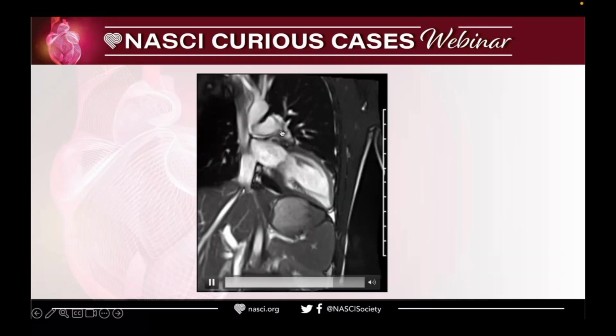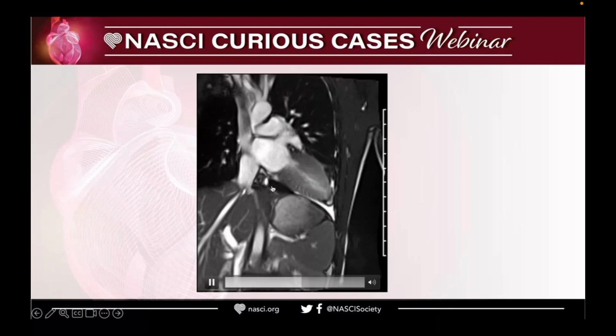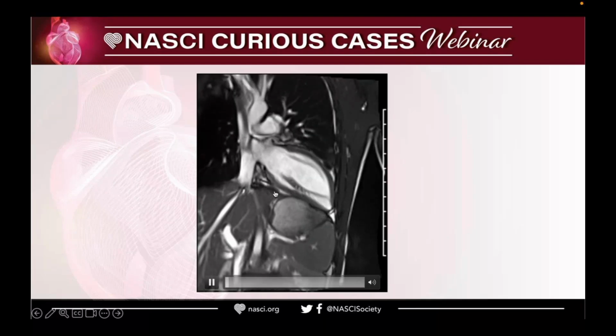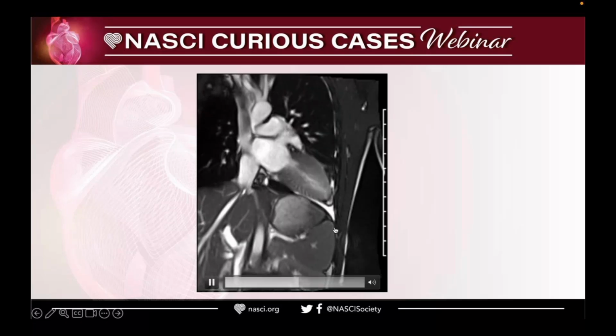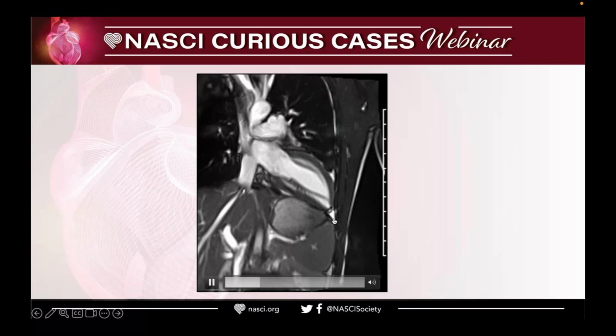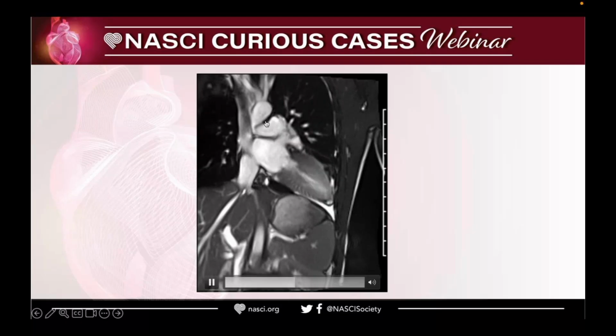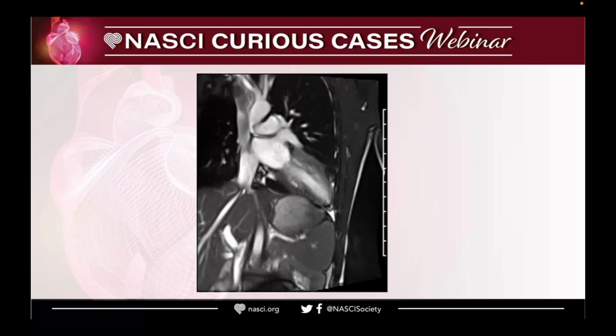And this is another view, the two-chamber view. This is the left atrium, left ventricle, and this is the lung tissue along the inferior wall of the left ventricle. There is no pericardium. There is some epicardial fat here, but there is no pericardium. Also, you can see the lung tissue insinuating between the aorta and the pulmonary artery. This means that this patient has no pericardial sinuses or recesses.